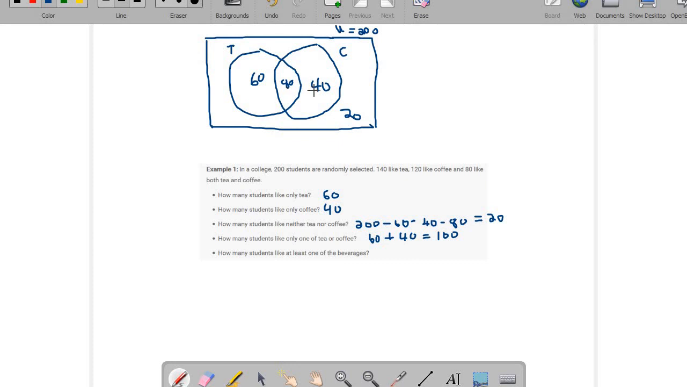So that means we need to add up everything in the circles here. So they like either 1 beverage or they like 2. So it says at least 1, that means 1 or more types of beverages. So 60 plus 40 plus 80, and we know that's 180. Alright, so that's how you answer these types of Venn diagram questions.